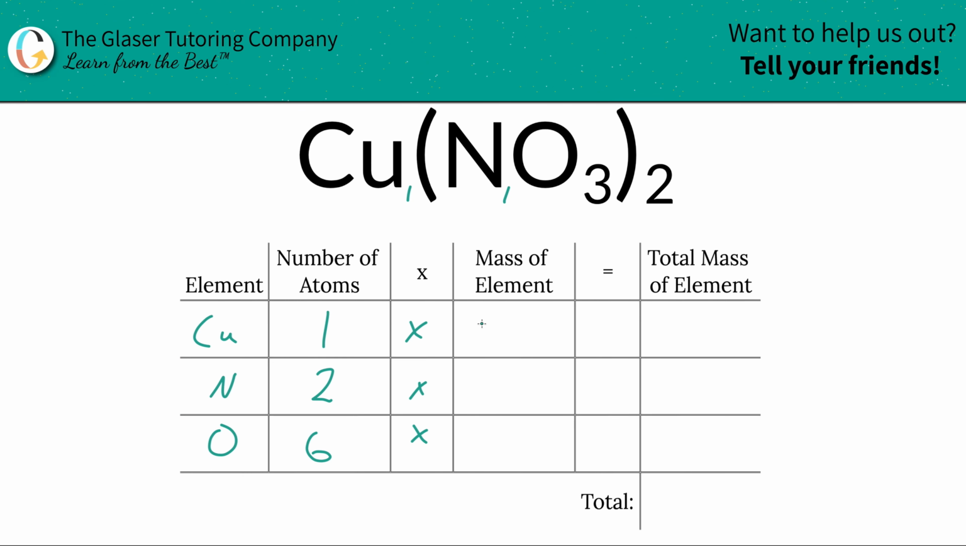So for the mass of copper, we're going to use 63.55. The mass of nitrogen was 14.01. And oxygen was 16. I write the 6 first. So the total mass of each element is simply found by multiplying the rows together. So this is going to be 63.55 total mass of copper. Total mass of the nitrogen is then 28.02. And then oxygen here is going to be 96. All right, that's the total mass of the oxygen.